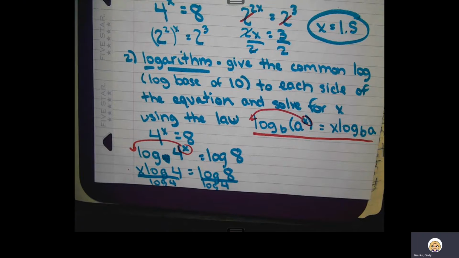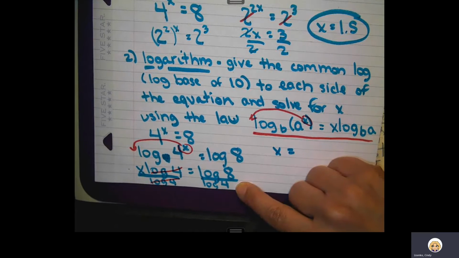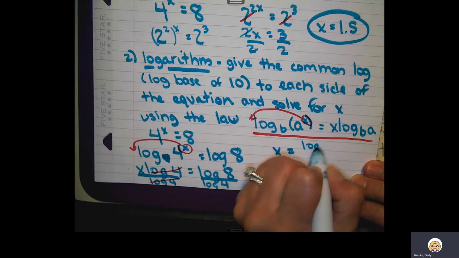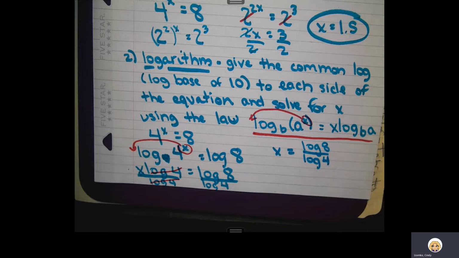The reason why is because the log of 4's cancel out. And now we're just left with x, which is what we want. So x is going to equal the log of 8 over the log of 4. I like to write that out really quick before I solve it, just so I have it separate. So on the side, I'm going to have you write log of 8 over the log of 4. Now we can grab our calculator and figure this out.